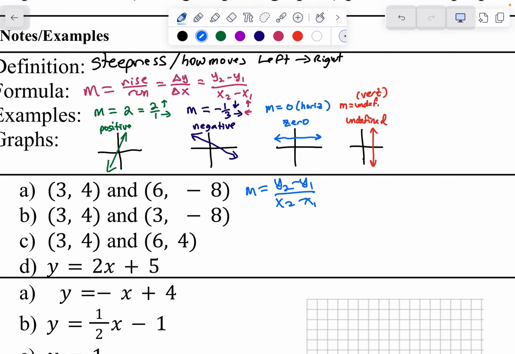Now let me give you the strategy that you want to use. If you want to find the slope between 2 points, label the points x1, y1, and x2, y2. It really doesn't matter which one you call x1, y1, and which one you call x2, y2. I do tend to just go left to right. If you take calculus in your future, sometimes it matters, but not completely. So let's go ahead and plop those into the formula.